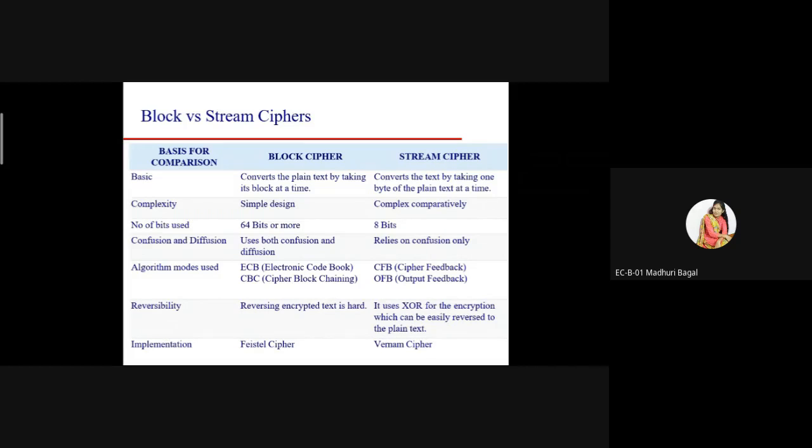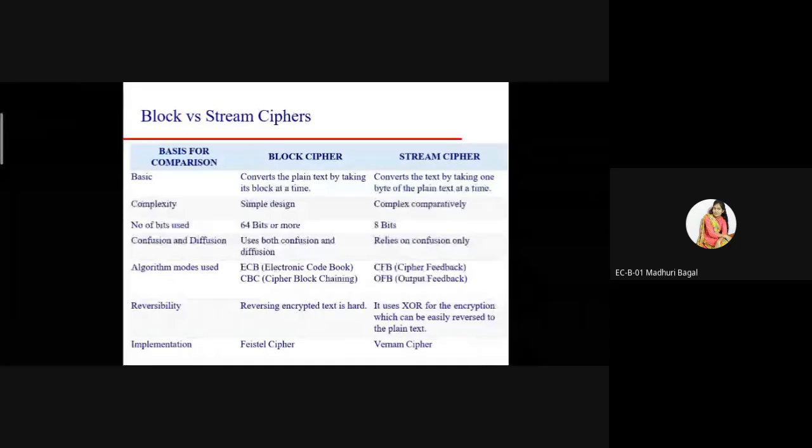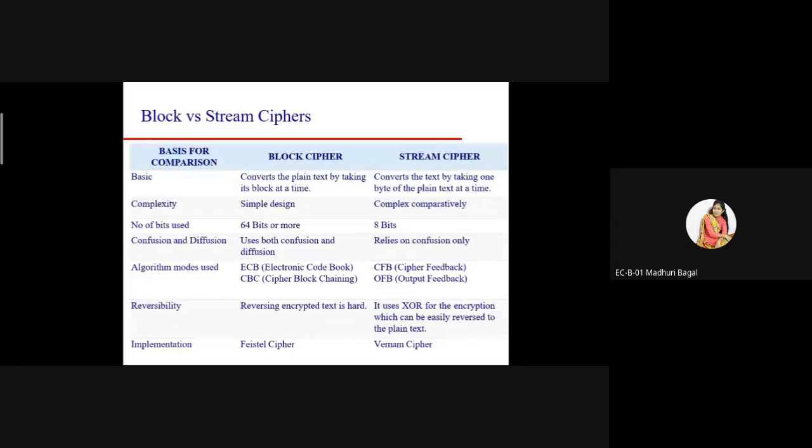The next difference is in the concept of confusion and diffusion. The block cipher can use the concept of confusion and diffusion, and the stream cipher can use only the concept of confusion. Now we have to understand the two concepts: one is confusion and another is diffusion. Once we finish with these differences, we have to understand the concept of confusion and diffusion.